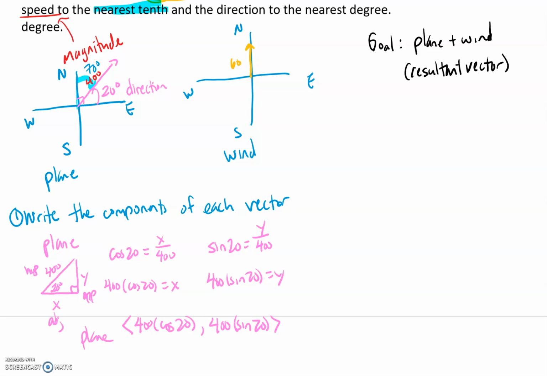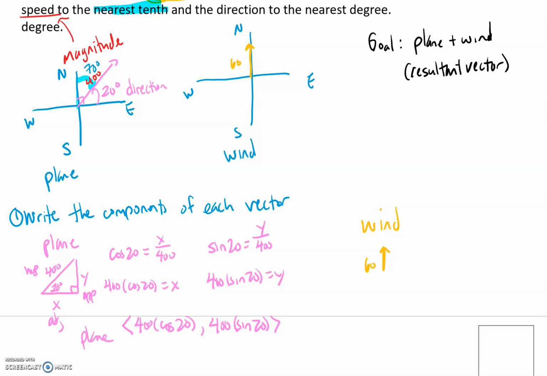Okay, I'm going to do the wind here in this yellowish orange. So the wind is super easy because there's no triangle, right? If this is my wind, and it just goes straight up, 60, that means there's no change in x.